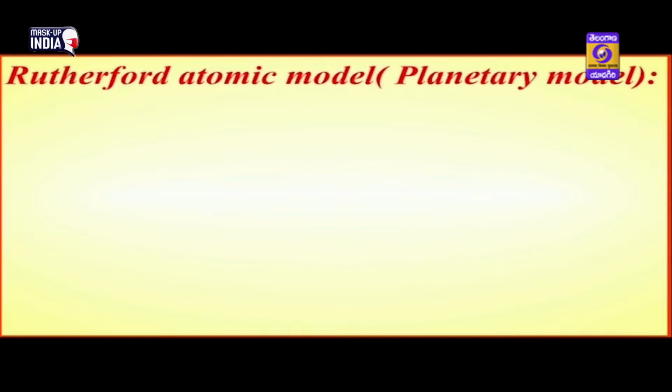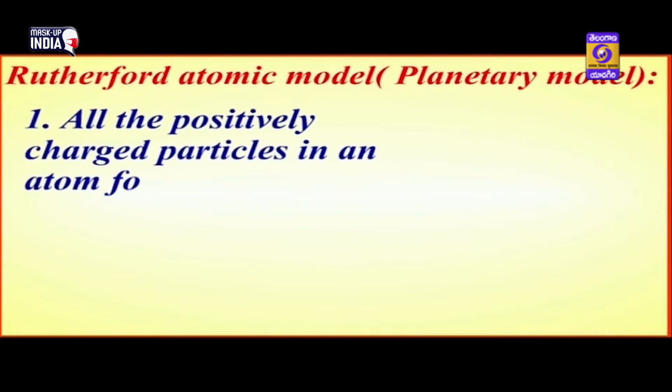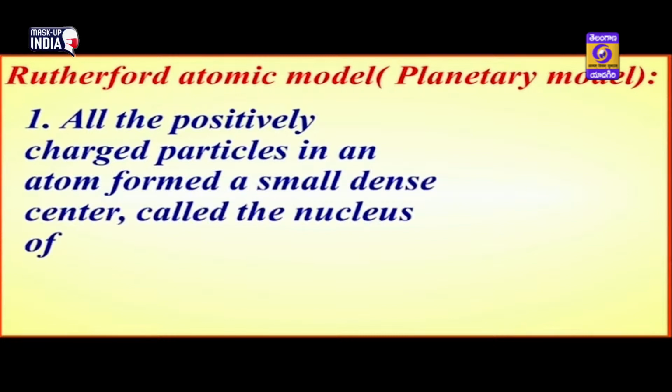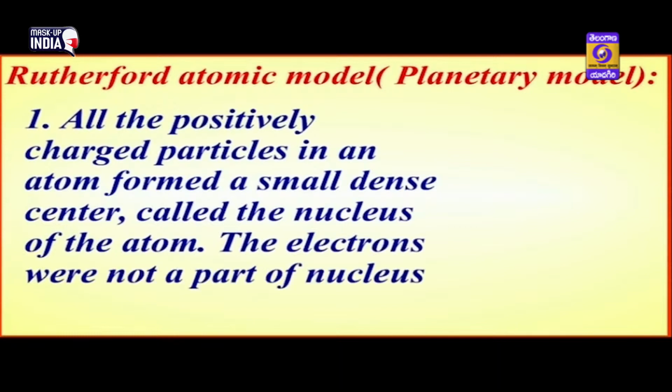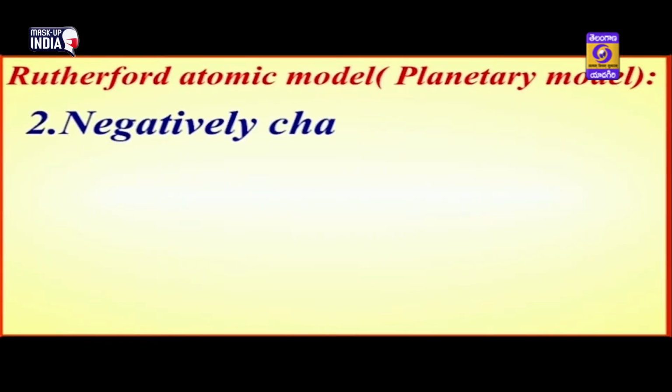Number 1. All the positively charged particles in an atom formed a small dense center called the nucleus of the atom. The electrons were not a part of nucleus. Look here, my dear children. This is the atom and the positive charge is concentrated at the center. This is called nucleus.